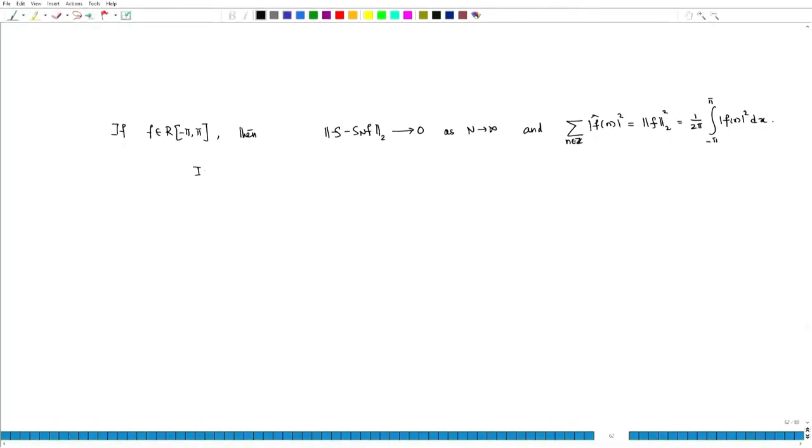So, today let's see some more applications of this beautiful result. As we have seen earlier, if we give smoothness to the function, then the Fourier coefficient decreases. If f is C^k on minus π to π, then what we have seen is that |f hat(n)| is less or equal to some constant divided by |n| to the power k.